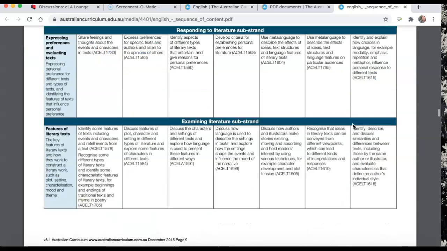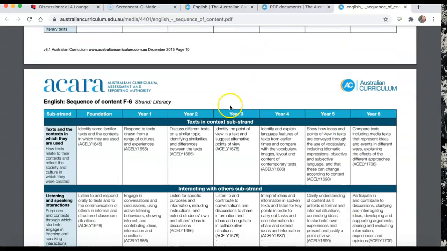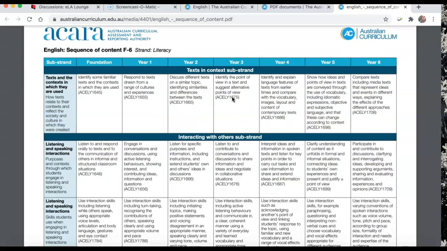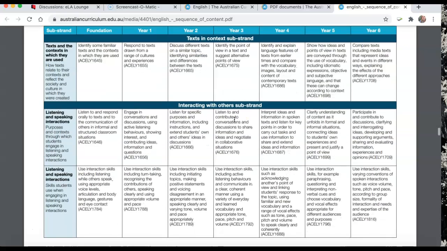Have a scroll all the way through. You get into literature here, and then you'll look at literacy as well. As I said, you'll notice that it's not broken into reading, writing, and speaking and listening, but these skills are interwoven through the strands. So you'll see here listening for speaking and interacting purposes is one of the literacy sub-strands.